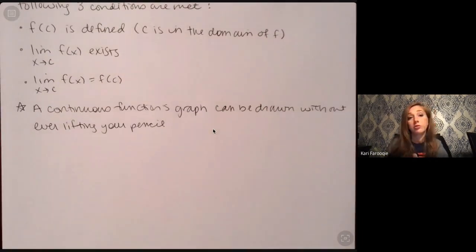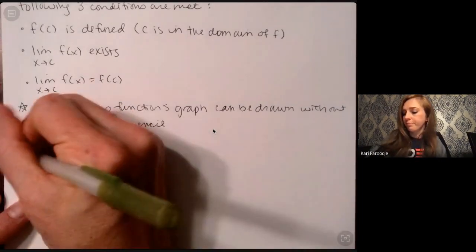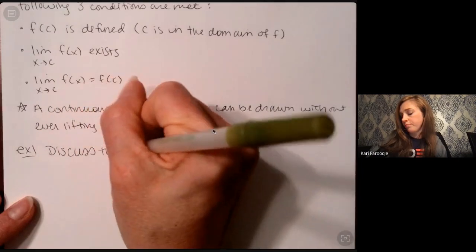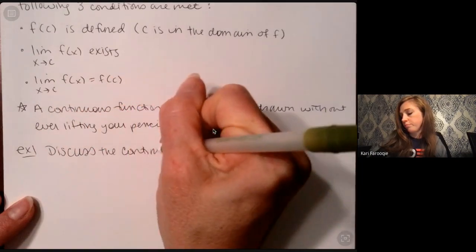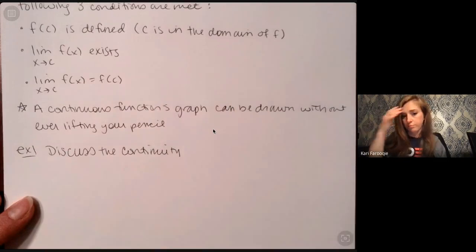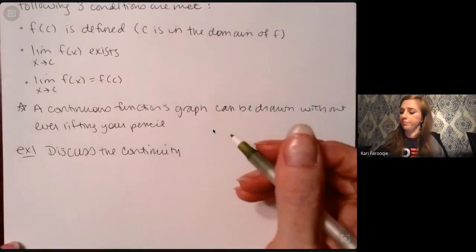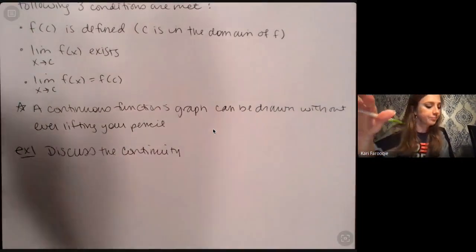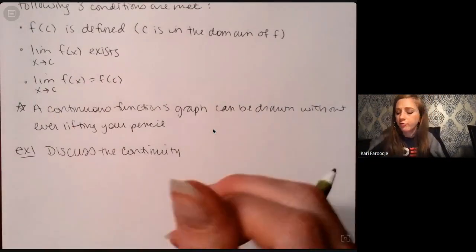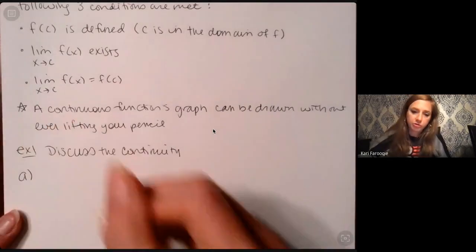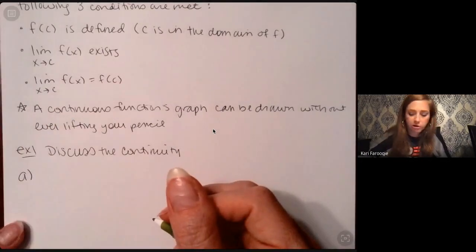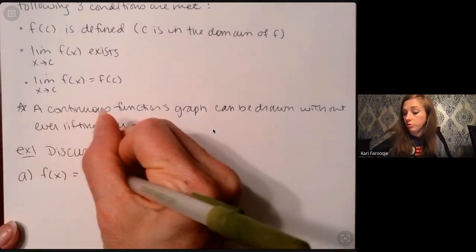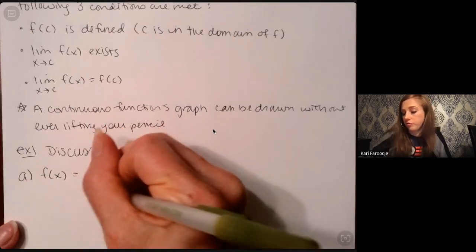So example one, we're going to discuss the continuity. The first one I want to look at, and I'm going to show you a couple different types of functions here so you can sort of compare and contrast, is f of x equals x squared minus 4 divided by x plus 2.